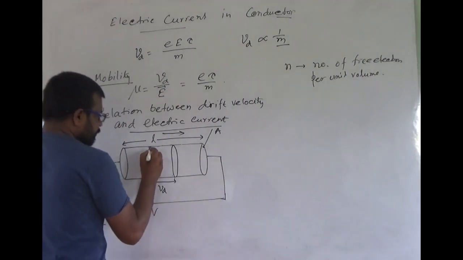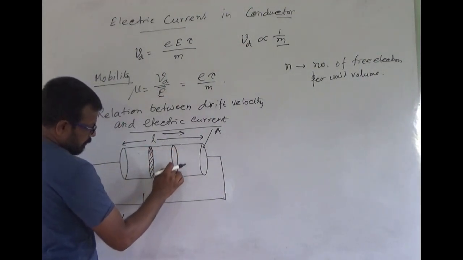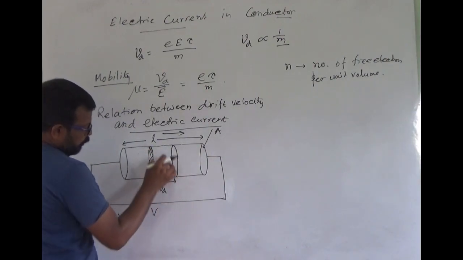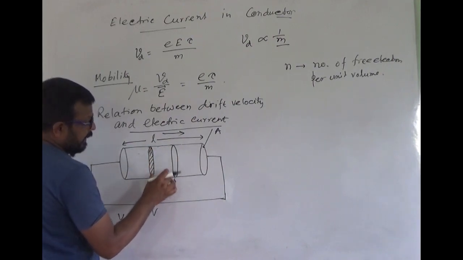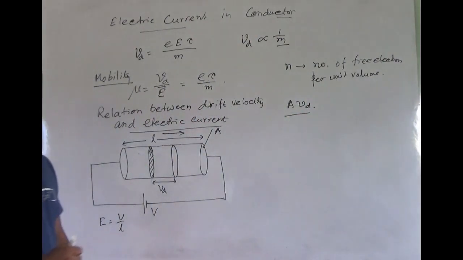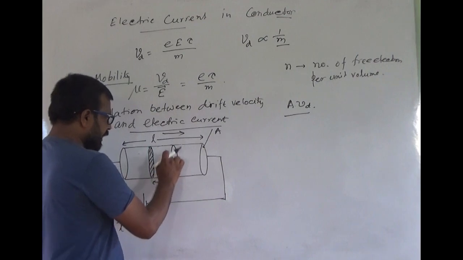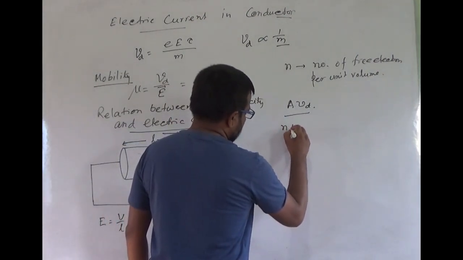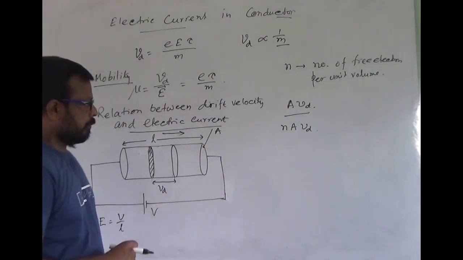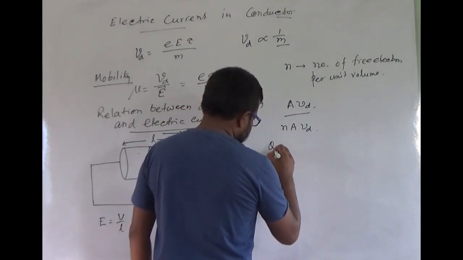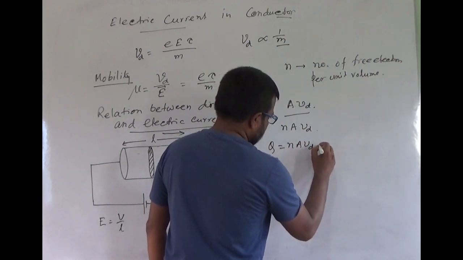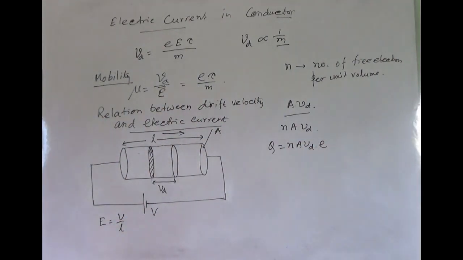Now see here, this is also a cylindrical volume, whose cross-sectional area is A but length is Vd. So the volume of this cylinder is A into Vd. Now the total number of free electrons inside this volume is n into A into Vd, because n is the number of free electrons per unit volume, and the total charge inside this volume is nAVd into e, the electronic charge.